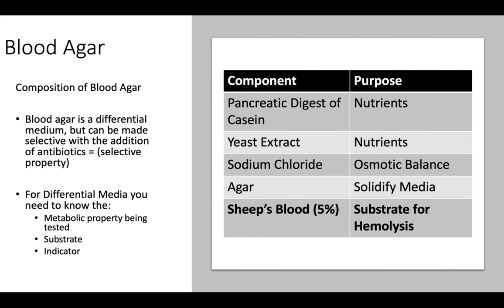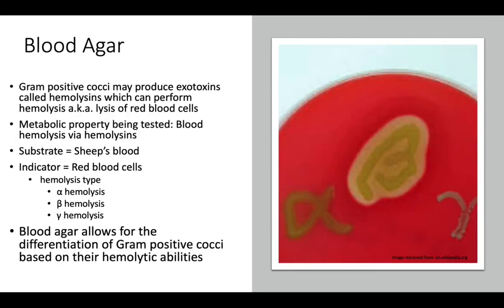You also, for your differential media, you're going to need to know the metabolic property being tested. This is on the next slide. The substrate, so what are we looking for to change? What can the bacteria change? And then the indicator, what thing tells us that there was a change. So for EMB, lactose was the substrate and the indicator was the dyes. Now in blood agar, the substrate and the indicator are the same thing.